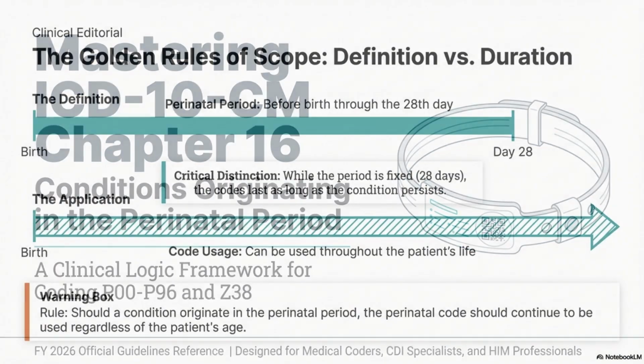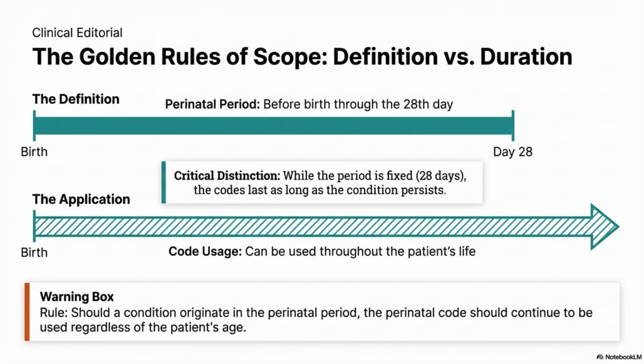Let's get started. Let's begin with the foundation, understanding the perinatal period. The perinatal period starts before birth and extends through day 28 of life. That part is fixed, it never changes. But here's the key distinction. Even though the time frame is limited, the codes are not. If a condition originated in the perinatal period, you continue to use the perinatal code for as long as the condition persists, even if the patient is now a child or an adult. So the rule is simple. If the condition began in the perinatal period, the perinatal code stays with the patient.